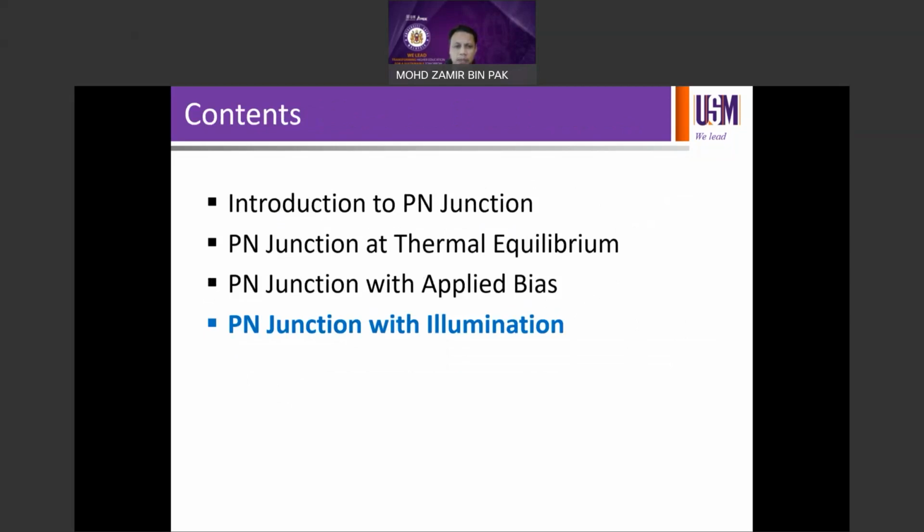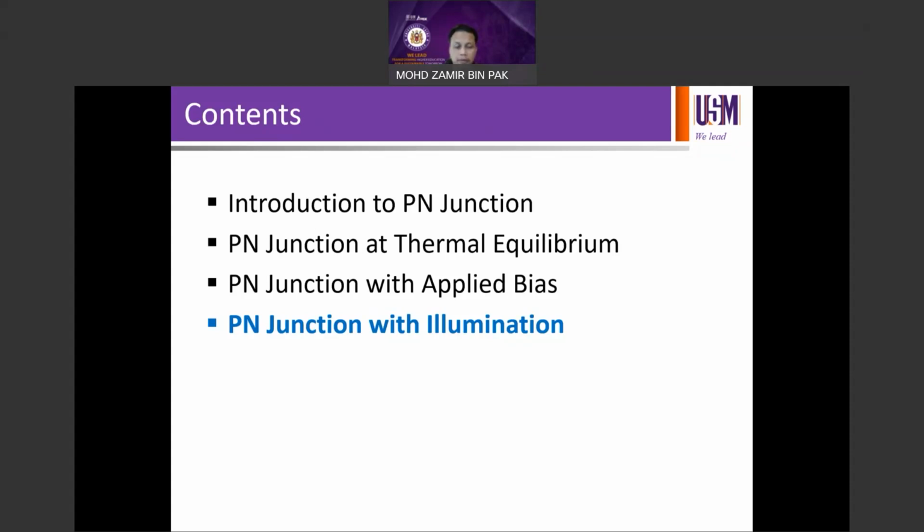So in this topic, we are going to review the PN junction with illumination, or PN junction under illuminated condition. Essentially, what we're going to do here is start off with your PN junction at thermal equilibrium. Last time, remember I told you when you want to compare whether you're doing biasing, forward or reverse, or giving illumination to your junction, you always have to go back to your thermal equilibrium condition.